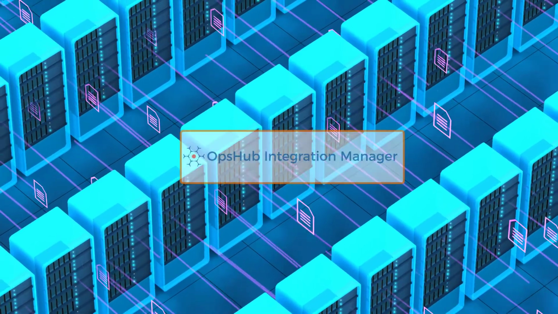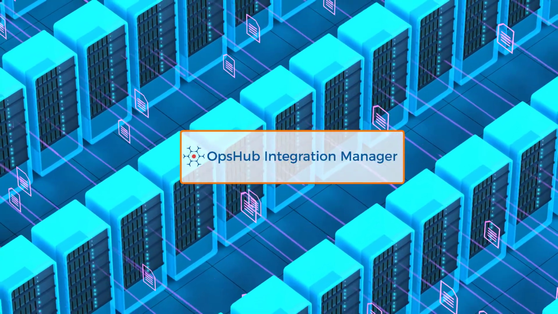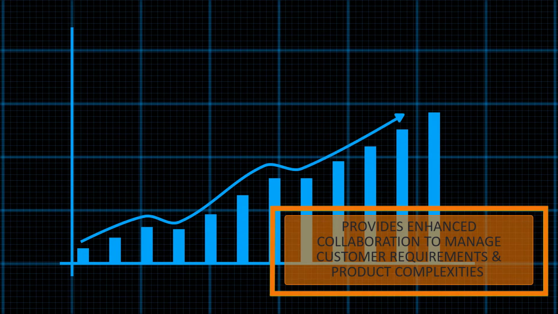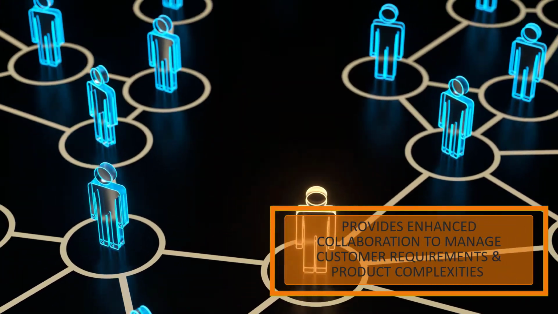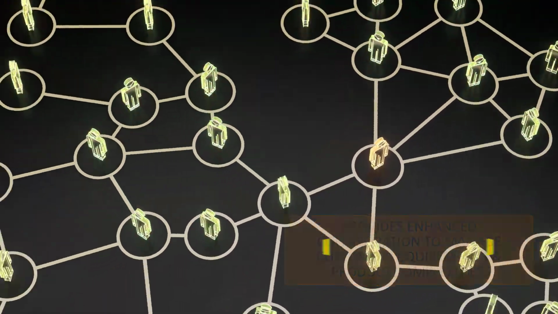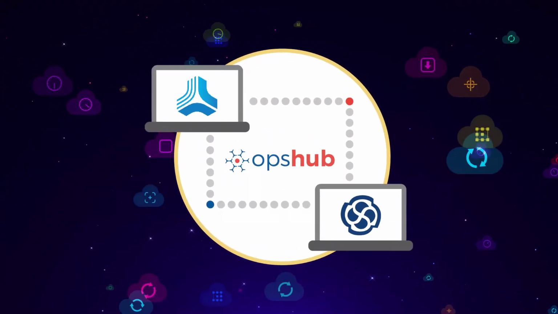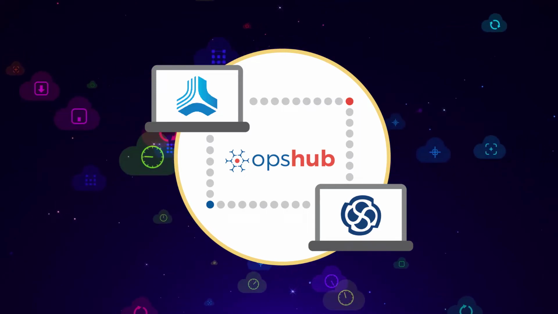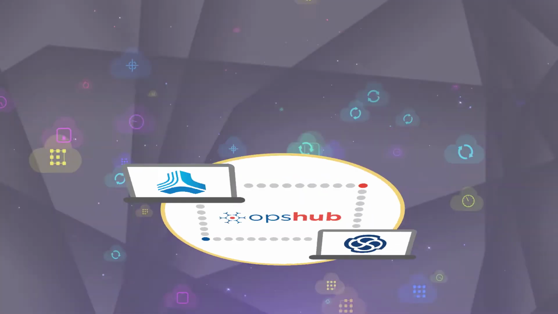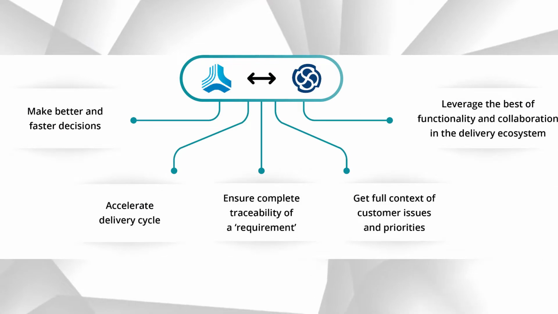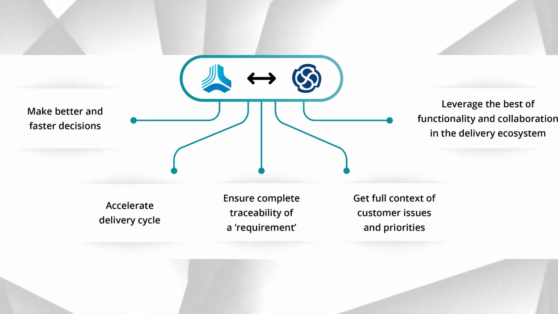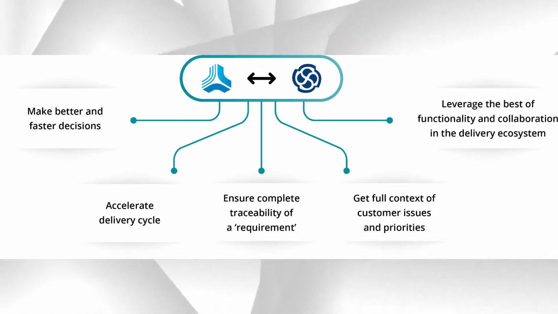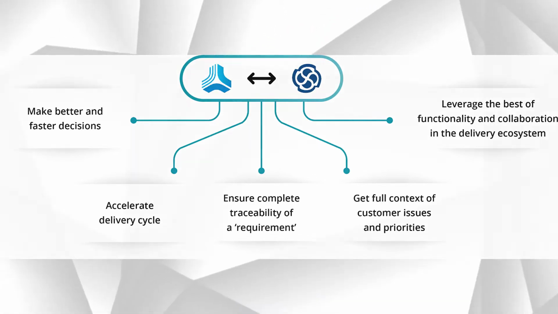Integrations via OpsHub Integration Manager (OIM) help organizations manage customer requirements and conquer product complexity with enhanced collaboration. In this video, we will demonstrate how OIM integrates Enterprise Architect, EA, and Jama Connect bidirectionally, enabling system engineers and product managers to access cross-functional data, both historical and real-time, in their preferred system with full context.